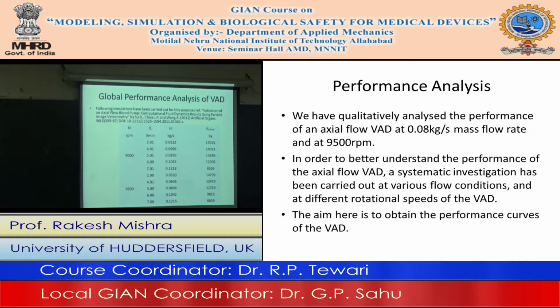So I ran it at 9000 and then I took 5 flow rates, 3.01 to 7.01, and almost the same flow rates I took at higher speed, and the mass flow rate varied from 0.0522 to 0.122 kilograms per second in both the cases approximately, and the pressure outlet was varied from 17,025 to 8359 and 14799 to 6639. So this is the data that I took to run the simulation.